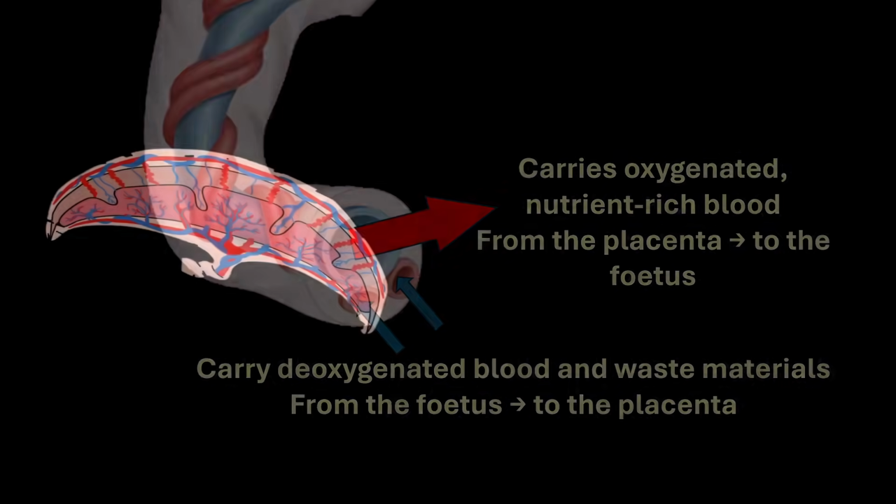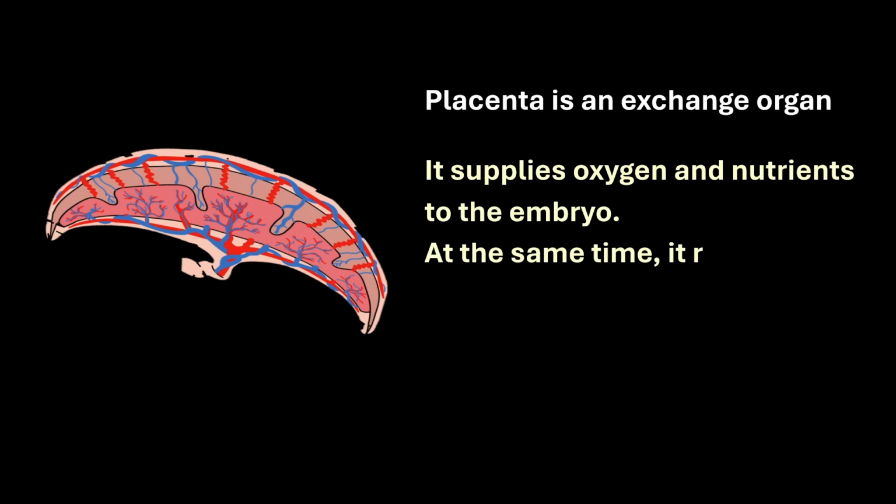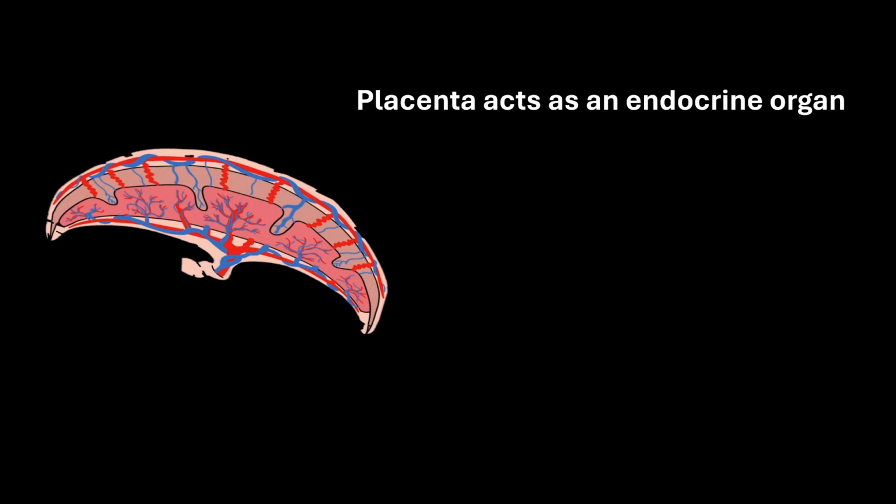Now coming back to the placenta, and let's see what it actually does. The placenta is actually an exchange organ which supplies oxygen and nutrients to the embryo. At the same time, it removes carbon dioxide and waste materials. But the placenta doesn't stop here. It works like an endocrine organ.